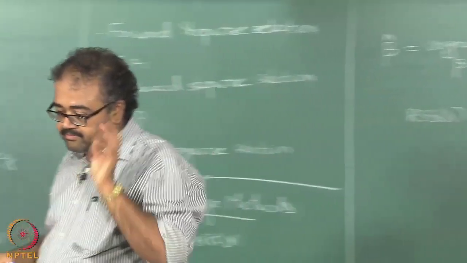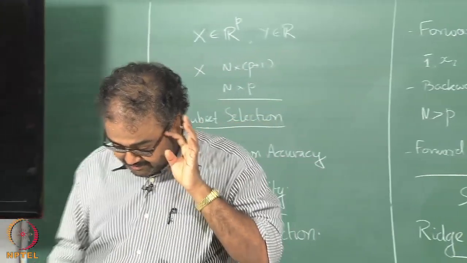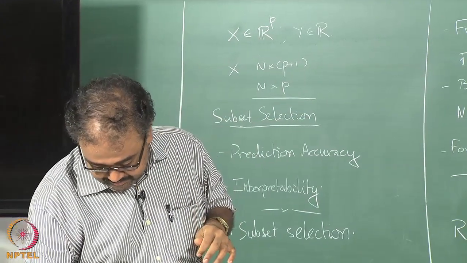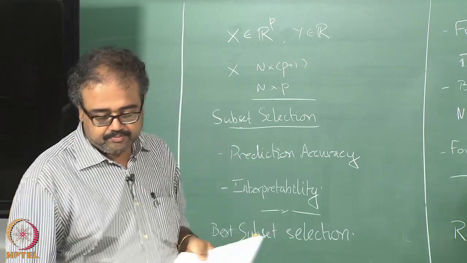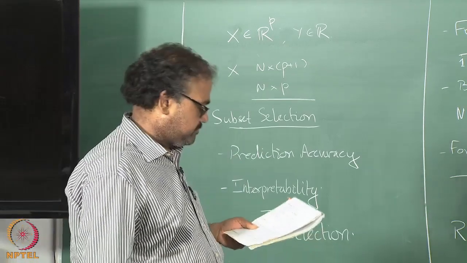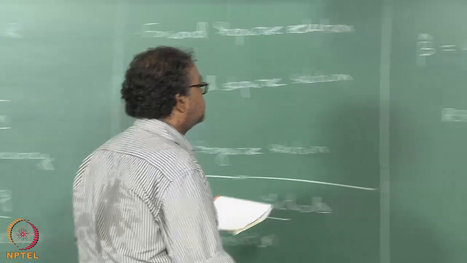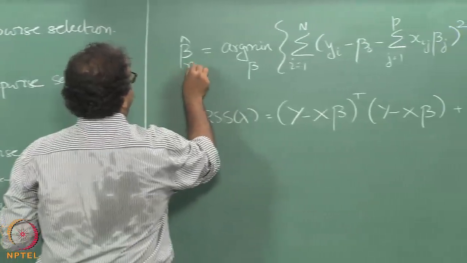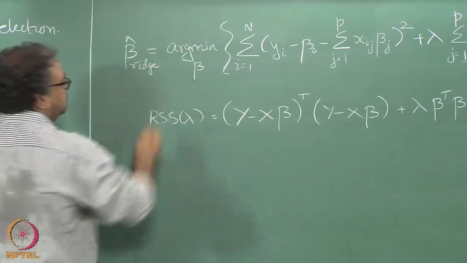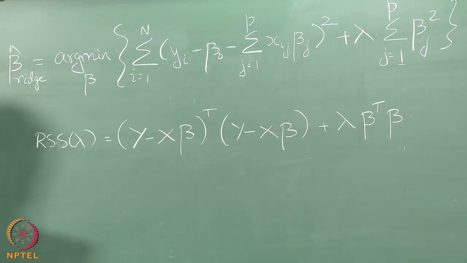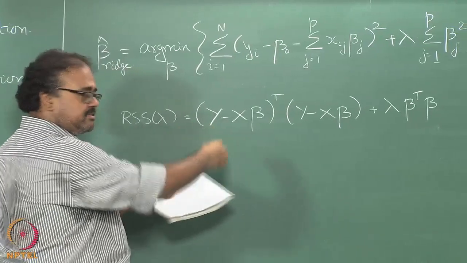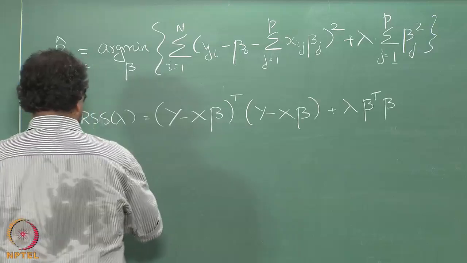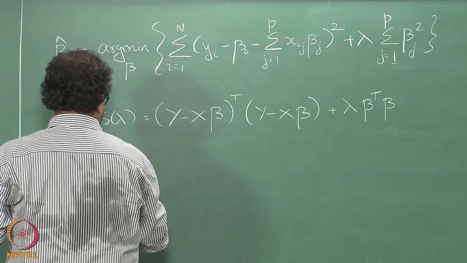So in matrix form, I write it like this. So you can minimize this, take the derivative, set it to 0, and solve for it, and you will get this.